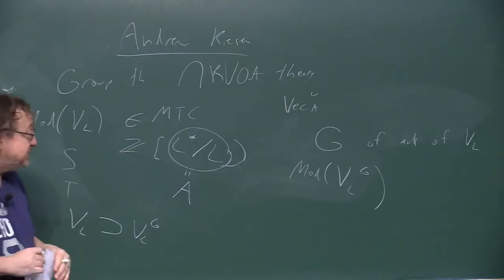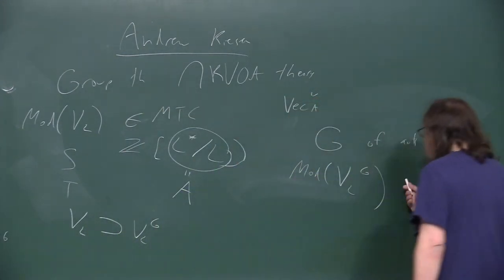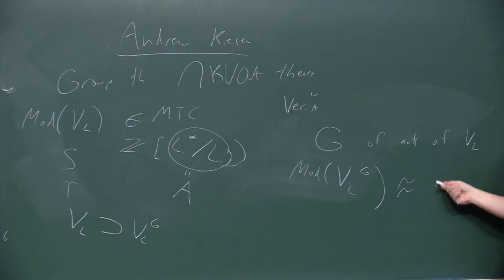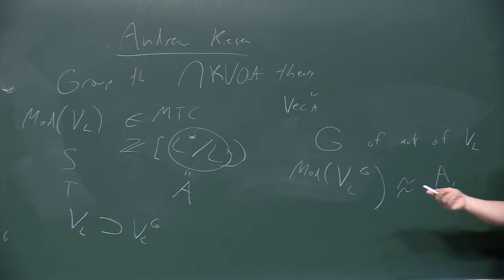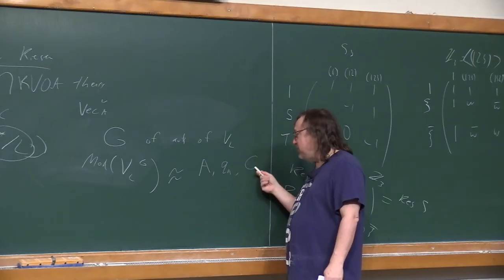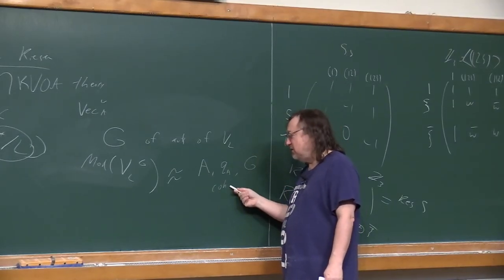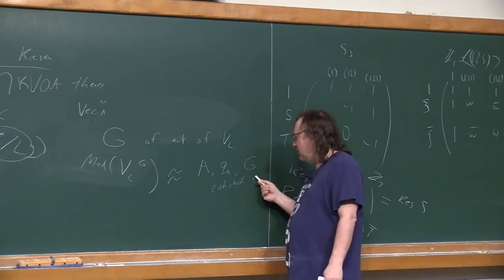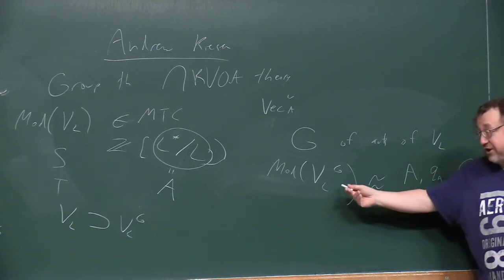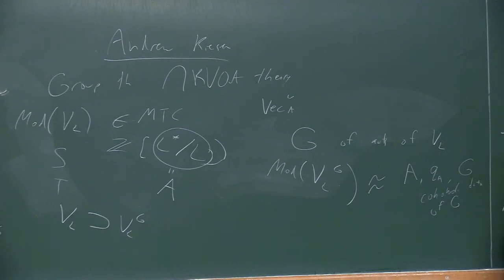And what you'd expect is that this modular tensor category is going to be governed by A, the quadratic form on A, which I'll call Q_A, and given by G and lots of cohomological data of stuff like G. You throw all this into some kind of a hat, and out should come this modular tensor category.